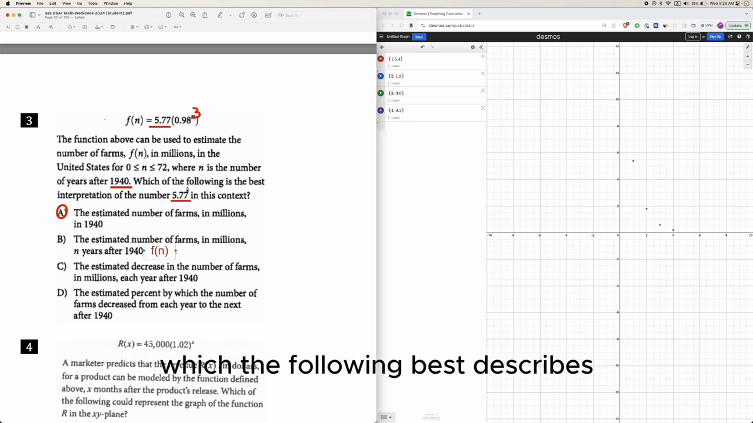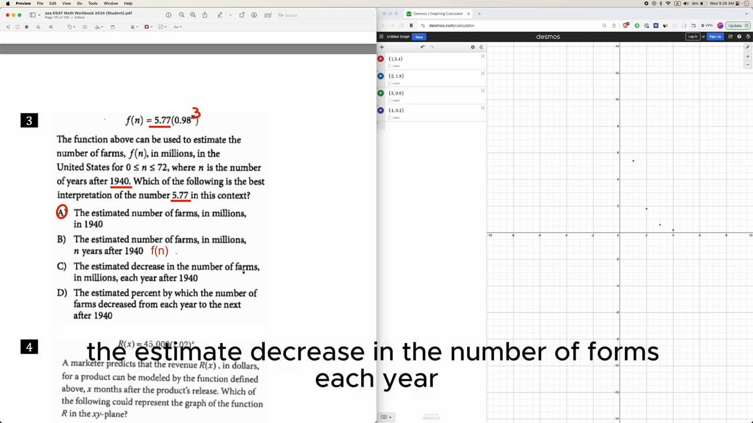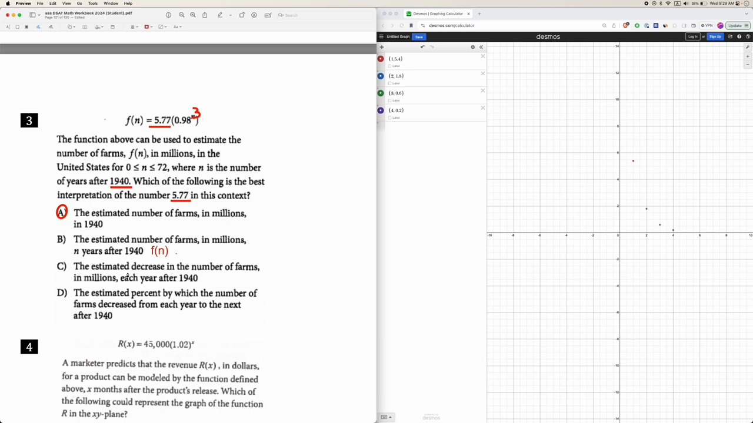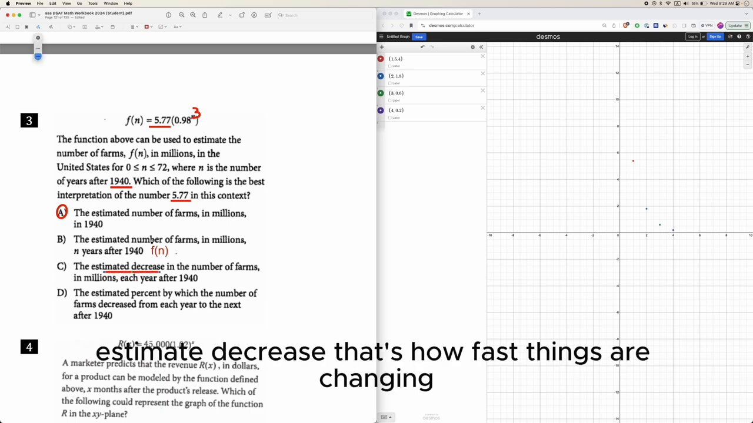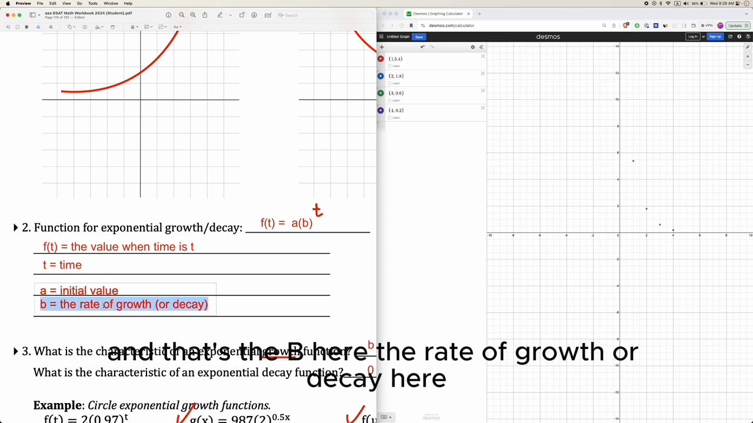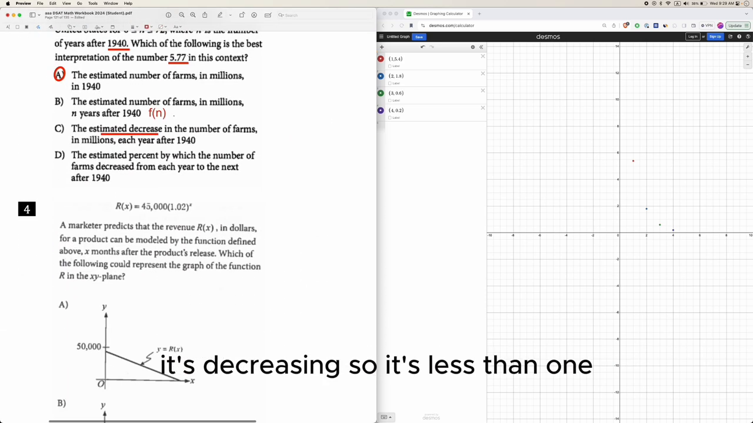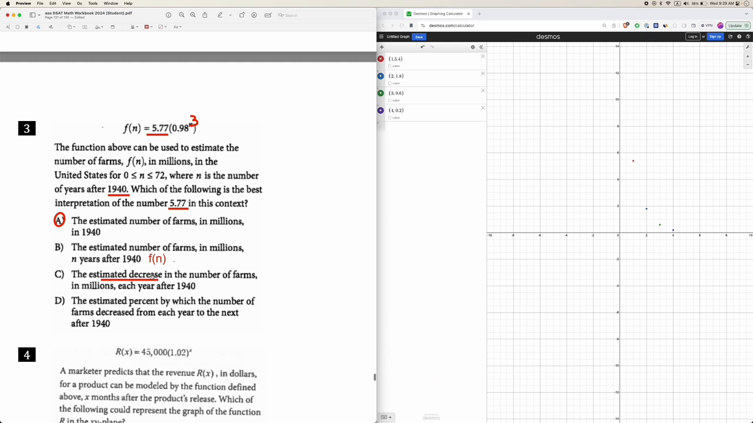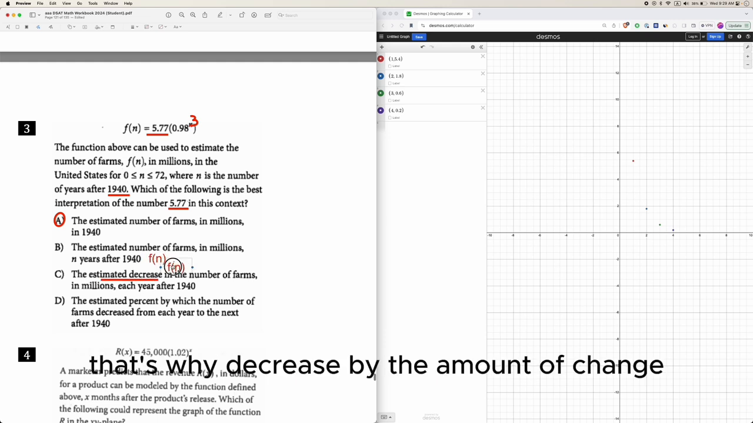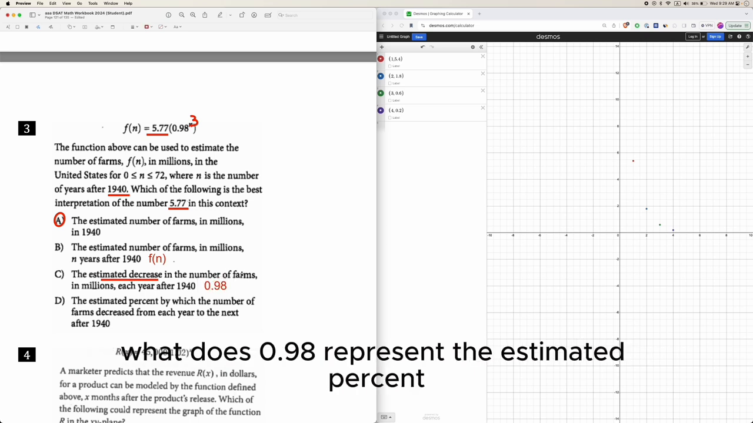If the question asks which of the following best describes f of n in the context, then B is right. The estimated decrease in the number of farms each year. Estimated decrease, that's how fast things are changing, and that's the B here, the rate of growth or decay. Here it's decreasing, so it's less than 1. That's why it decreased, but it's the amount of change. So this would be right if the question asks what 0.98 represents.